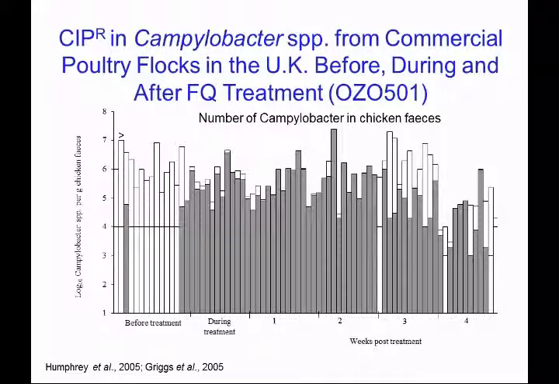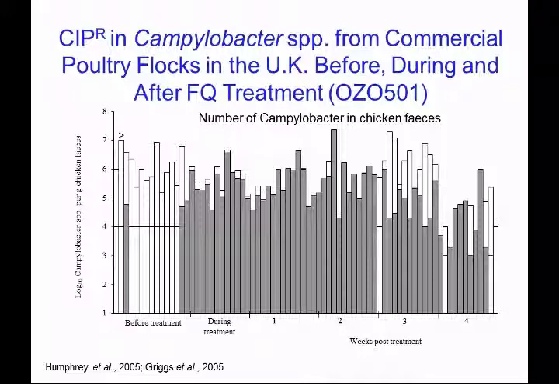Therefore, in a DEFRA-funded study, we worked closely with food producers and veterinary surgeons to identify commercial poultry flocks that would be receiving an antibiotic, so that we could go in and sample feces from the poultry houses and examine them for the presence of bacteria and resistance. As you can see on this chart here, the clear white bars show feces in which there were no resistant Campylobacter, and the grey bars show those in which there were resistant strains.